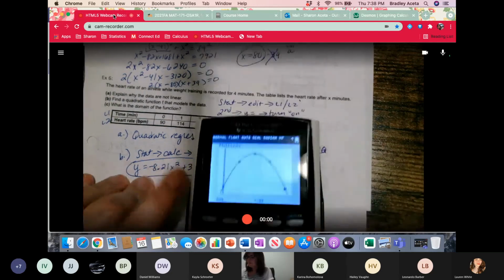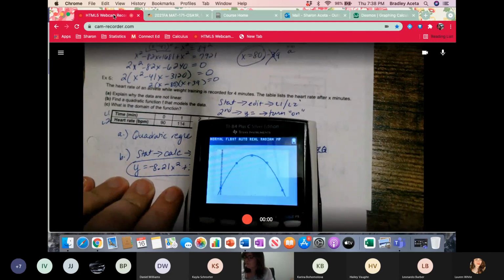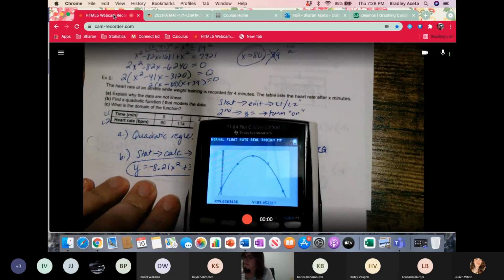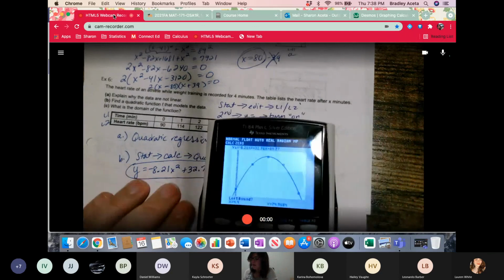What happened to my thing? Oh, I was hitting Second Calc 0. That's what it was. I'd have to change my window, but it's definitely going to be something that you can see.